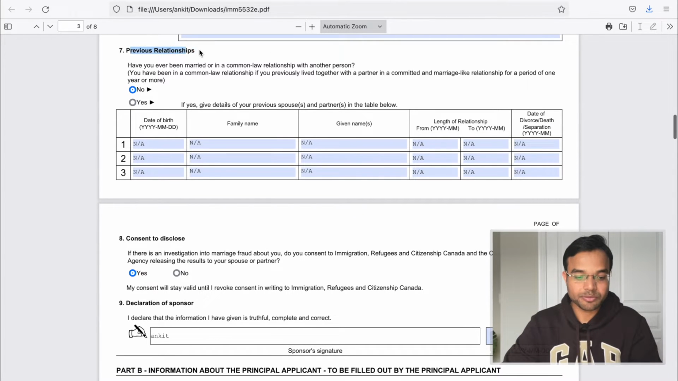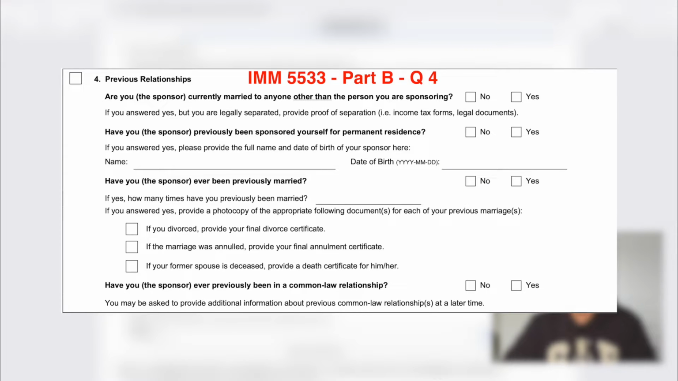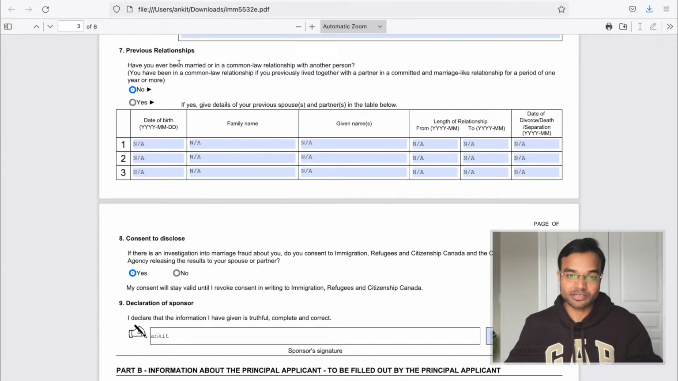Next, we move to the relationship history. Have you ever been married or in a common law relationship with another person? Make sure that the response you provide in this question matches the response you provide in IMM 5533 under the previous relationship section. If you had a previous relationship, you have to submit proof that the previous relationship no longer exists. It could be for multiple reasons. So if there is a divorce, you have to provide a divorce certificate. If it was the death of the previous spouse, you have to provide a death certificate. Or if there was a common law relationship which no longer exists, then you have to provide proof of separation. So the information in both these places has to tally in IMM 5532 and IMM 5533.